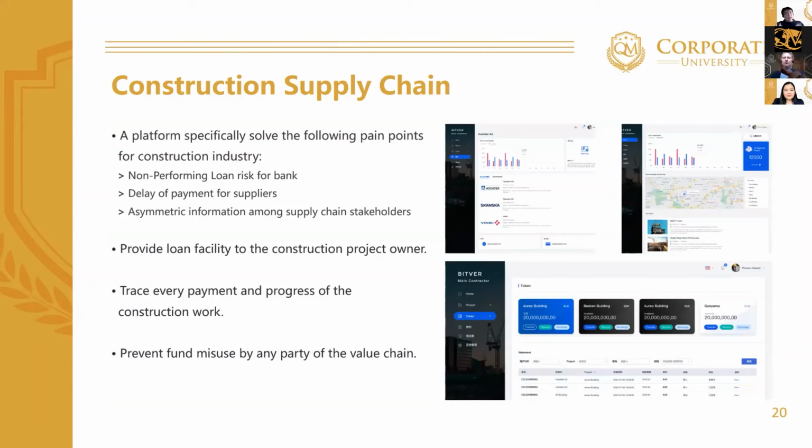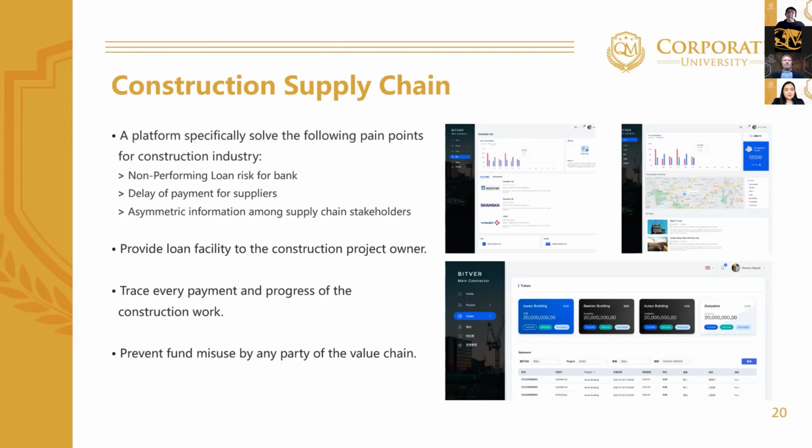And then another good thing is that we can apply this in the construction industry. This is a construction industry supply chain model, a platform to solve a few pain points encountered by the construction industry: non-performing loan risks for the bank, delay of payment for the suppliers, and asymmetric information among the supply chain stakeholders. Which means, in the construction industry, you have the main contractor, a lot of subcontractors, and then suppliers. All this is downstream ecosystem management.